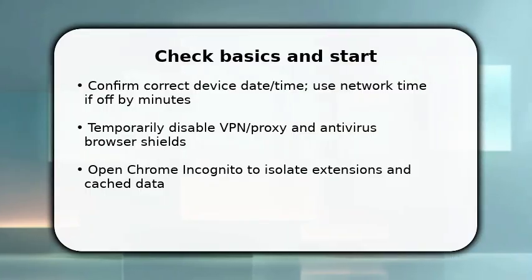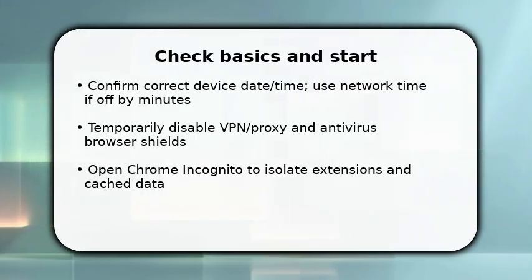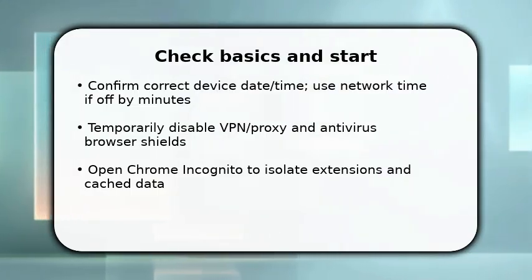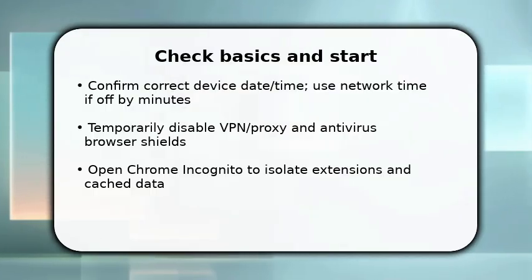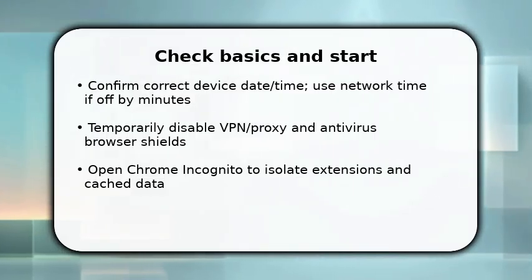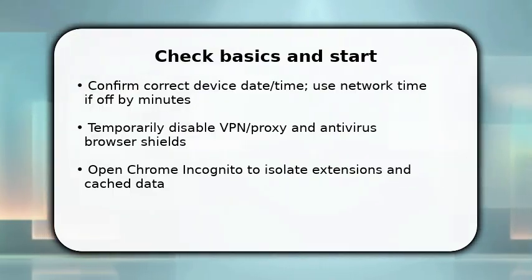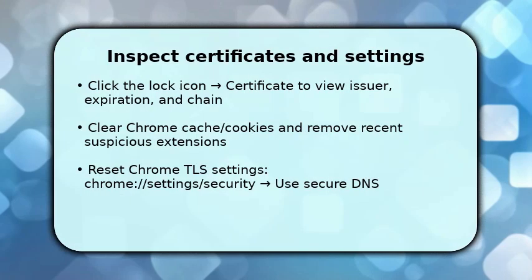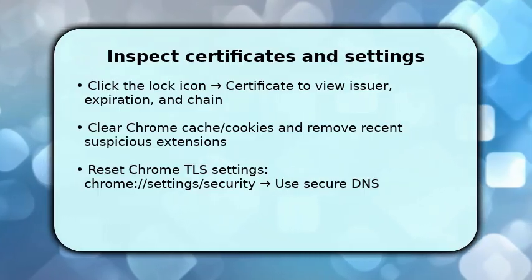You begin by confirming the essentials. Make sure your device clock is accurate because SSL relies on correct time. Once done, temporarily disable VPN or proxy and any antivirus browser shields that intercept certificates, because these commonly trigger privacy errors. Next, open Chrome in incognito to test without extensions or stored cookies. This gives a clean baseline. If the site loads there, you know the issue is local to extensions, cache, or a security tool rather than the server. Now you inspect the certificate chain and Chrome settings to find the root cause.